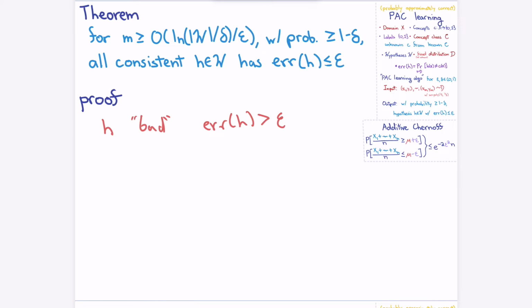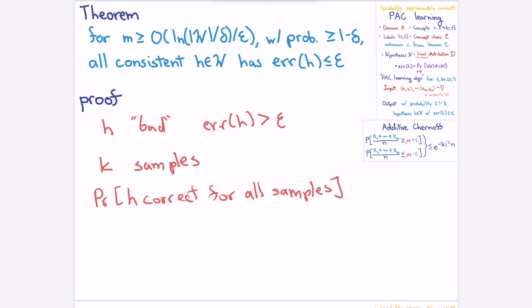So if I drew a random sample, what are the odds that it'll be a mistake? Just one data point? Epsilon. So it's probably epsilon of it being a mistake. So if I do k samples, the probability that H is correct for all samples, assuming it's bad — we want this to be small, right? It's at most 1 minus epsilon to the k.